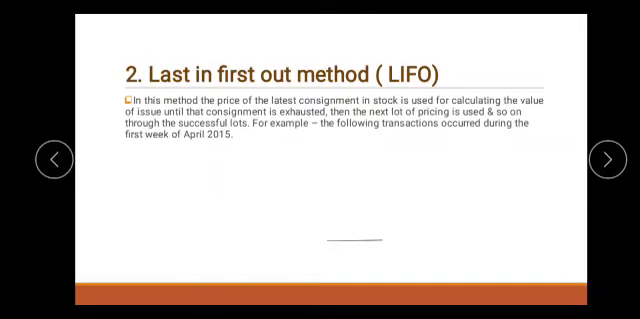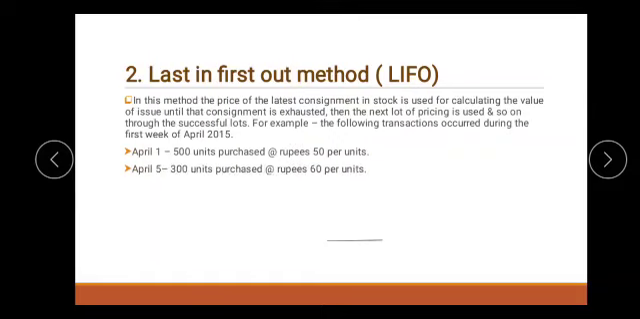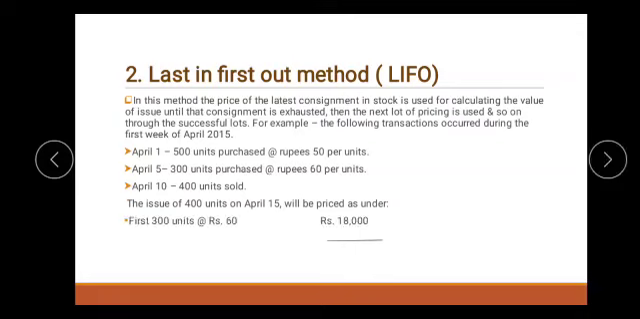For example, the following transactions occurred during the first week of April 2015. April 1, 500 units purchased at rupees 50 per unit. April 5, 300 units purchased at rupees 60 per unit. April 10, 400 units sold. The issue of 400 units on April 10 will be priced as under.